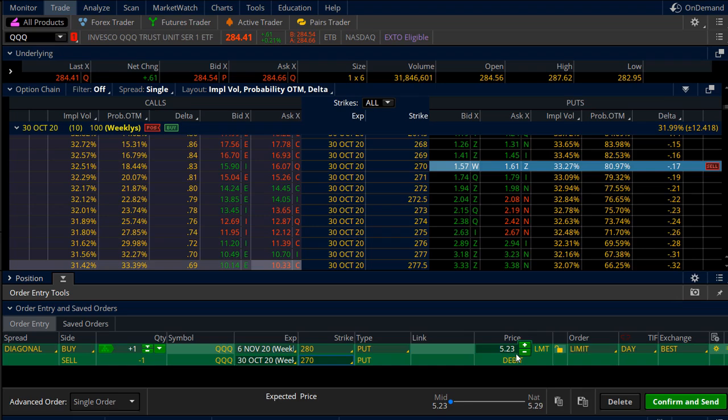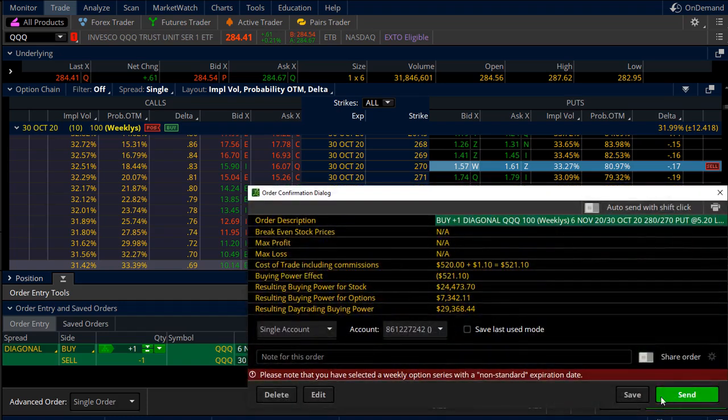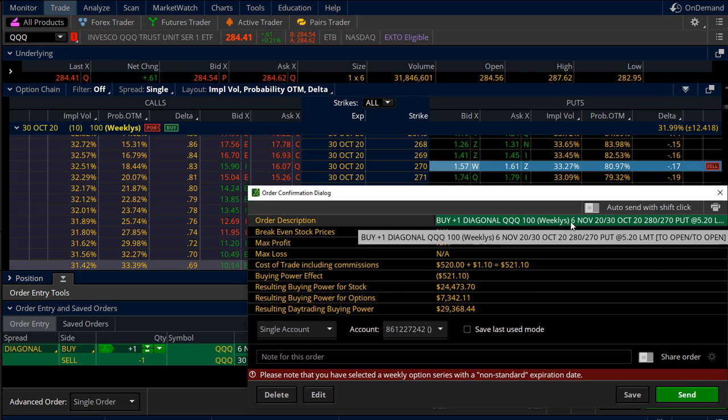Maybe the market's heading up a little higher. Now, in this case, if it is heading a little bit higher, you do just the opposite. You lead it a little bit. So you take that down a little, try and get it for a few cents less, and then go ahead and hit confirm and send. And once again, read this green bar and make sure that you're selling what you want to sell and buying what you want to buy at your correct strike prices.